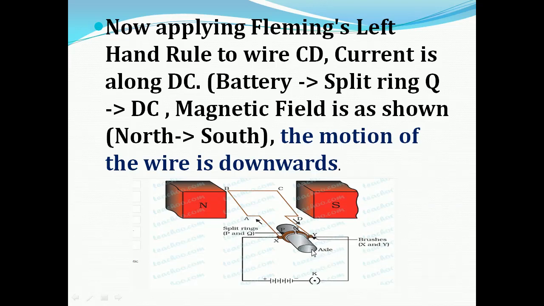When it begins, the motion of the wire will be in the upward direction when the current is along DC. But now the current is along DC from the battery to split ring Q, the magnetic field will be north to south, and the motion of the wire will be downwards.